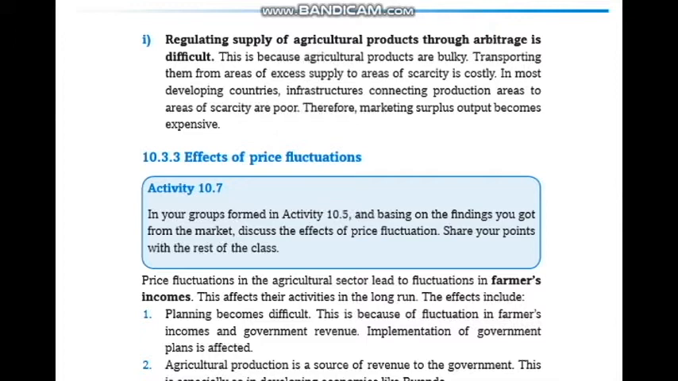That we call arbitrage. Noneho regulating supply of agricultural products through arbitrage is difficult.